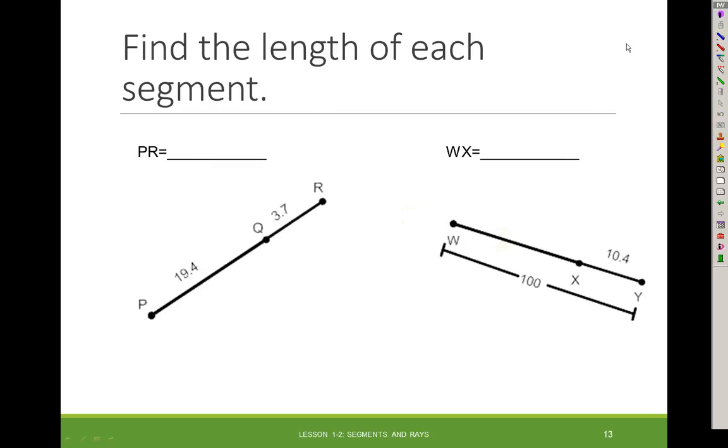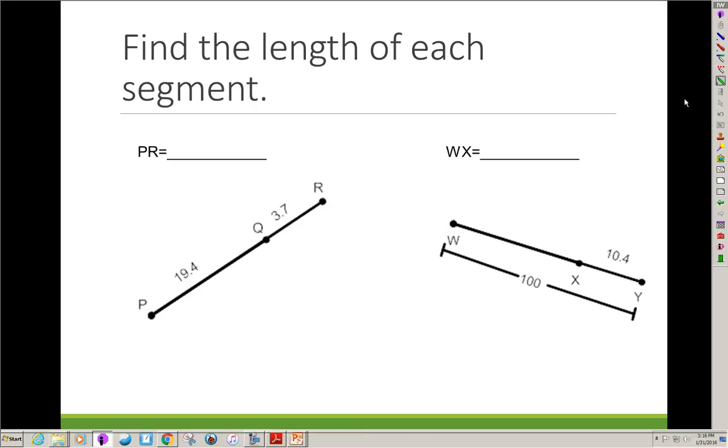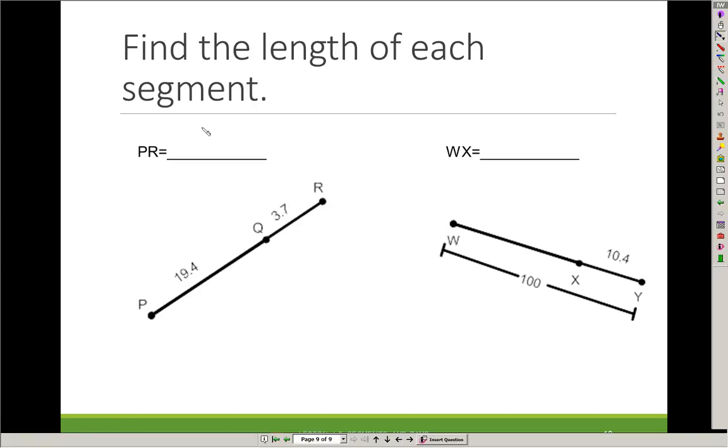So let's do some segment addition here. Remember, with segment addition, the parts add up to equal the whole thing. So this first one, we're looking for the measure of segment PR. Well, I know since Q is between P and R, then PQ, that's the measure of segment PQ, plus the measure of segment QR equals the measure of segment PR. I'll substitute in what I know and solve for what I don't.